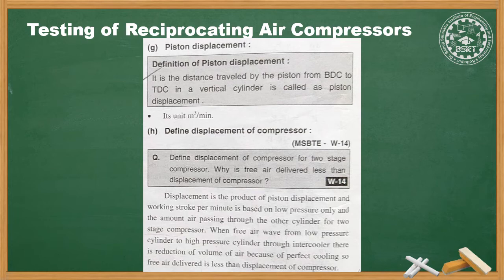Next is displacement of compressor. Displacement is the product of piston displacement and working stroke per minute, and is based on low pressure only, and the amount of air passing through the other cylinder for a two-stage compressor. When air flows from the low pressure cylinder to the high pressure cylinder through the intercooler, there is reduction of volume of air because of perfect cooling. So free air delivery is less than the displacement of compressor. So displacement is nothing but the product of piston displacement and working stroke per minute.